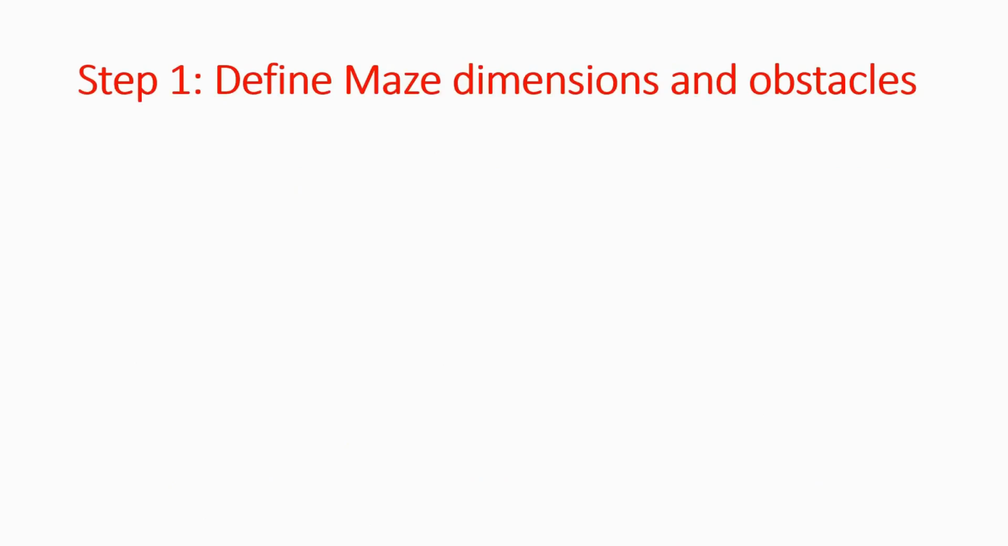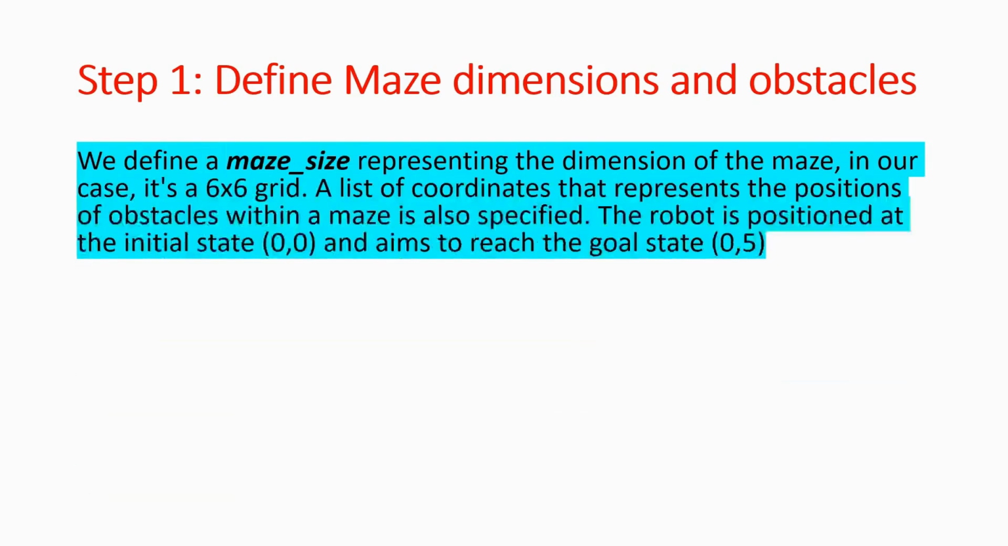So here is what we are discussing. Step one: define the maze dimensions and obstacles, right? Maze size: we define a maze size representing the dimensions of the maze. In our case, it's a 6 into 6 grid, right? A list of coordinates that represent the positions of obstacles in the maze is also specified. The robot is positioned at the initial state 0, 0, right? It starts from 0 comma 0, which is the starting state, and aims to reach the goal.